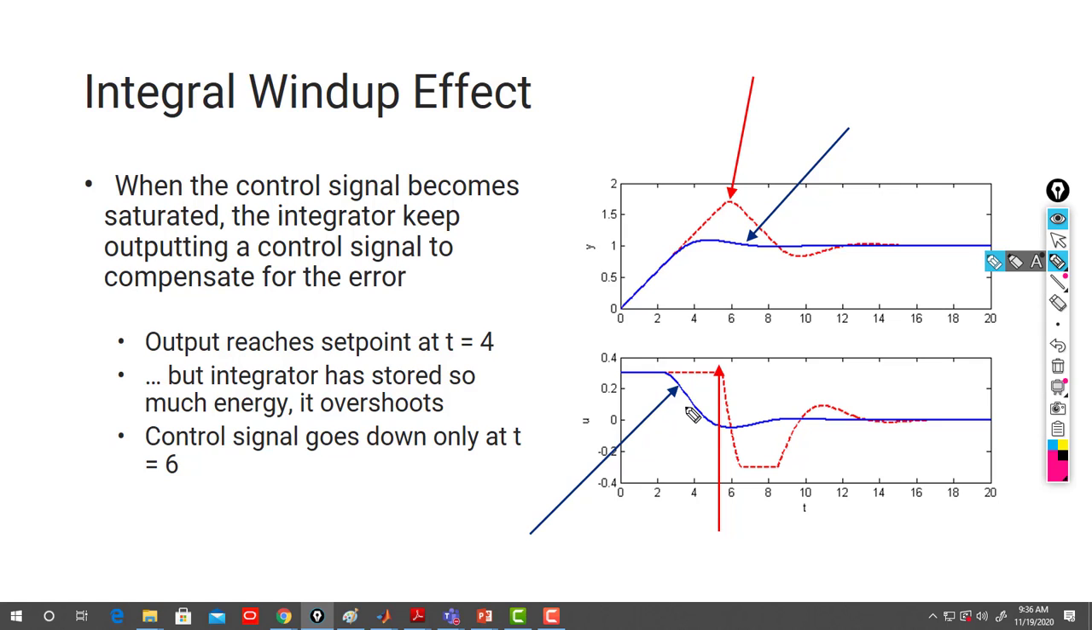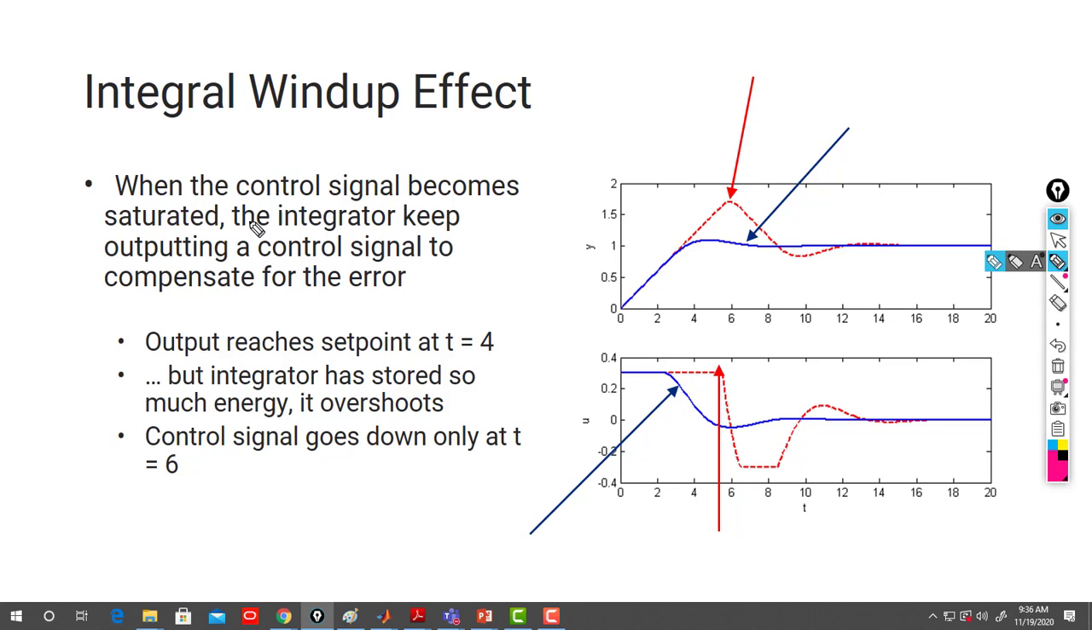So it happens if you are using integral. If you are not using integral, it doesn't happen. If you are using integral and your control signal is saturated, then you will have windup effect for your integral. And we'll learn how to eliminate this windup effect. What's the windup effect?